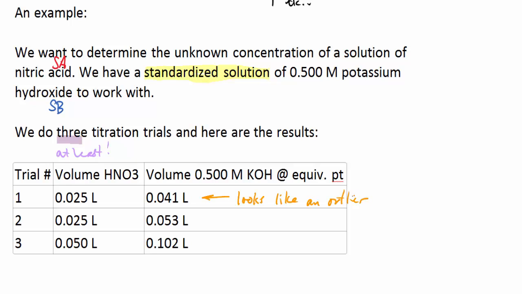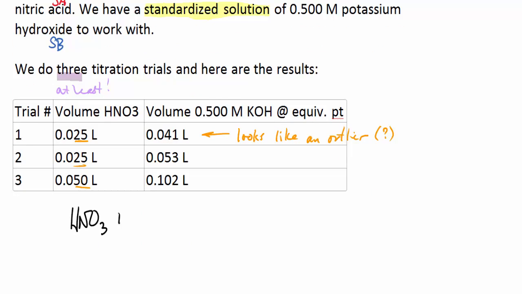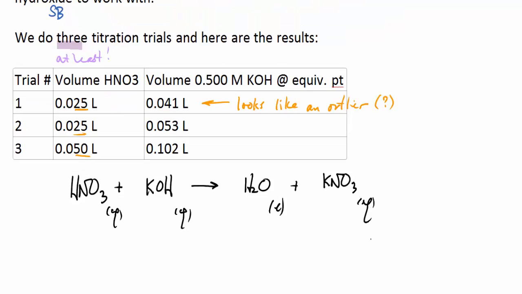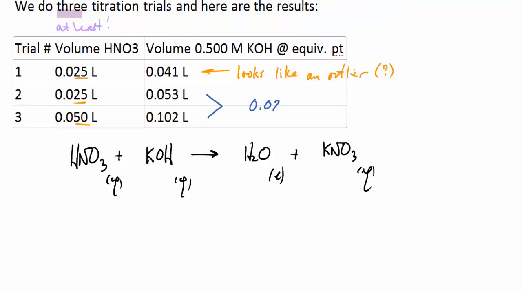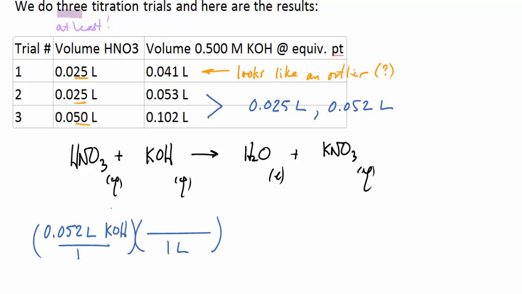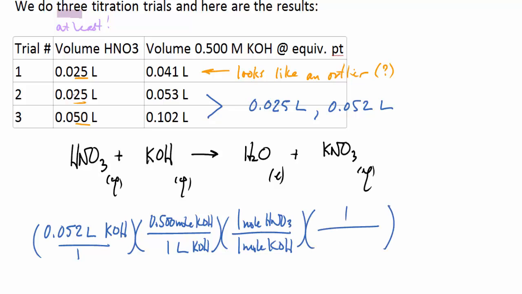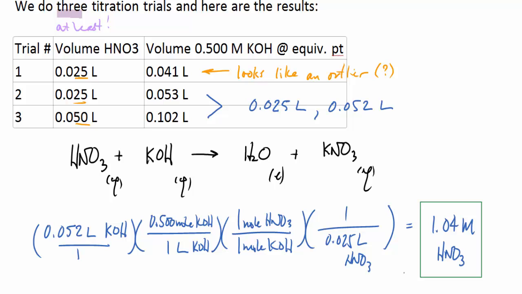Now, trial 1 looks like a bit of an outlier. If you have a close look, you can see that it seems like less potassium hydroxide was needed in that trial than in the other trials, considering they had equal or just twice the volume of the nitric acid. So here we have the correct balanced chemical reaction, and we'll use trials number 2 and 3 and average the results to get 0.052 liters of the KOH required. That's what we'll start with, 0.052 liters, get its concentration here as 0.5 molar, the mole ratio between KOH and HNO3, nitric acid, and finally the initial volume of the nitric acid. This is what we're trying to determine, the concentration, and it comes out as 1.04 molar nitric acid.